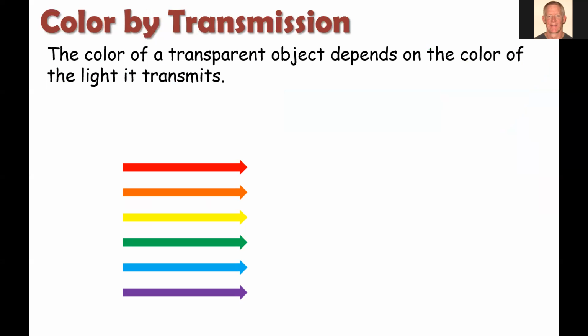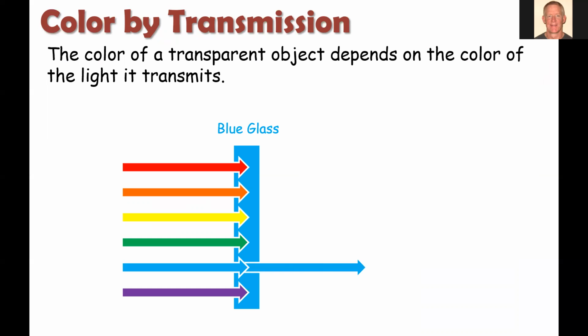Now let's talk about color by transmission, right? Everything we talked about so far is what happens when you shine a light on it and it either absorbs or reflects that light. The color of a transparent object depends on the color of the light it transmits. In other words, what light colors does it allow to pass through? So let's say we have some blue glass. In other words, when light shines through the glass, it appears to be blue.